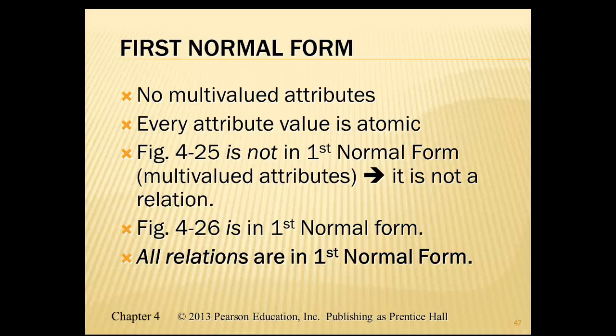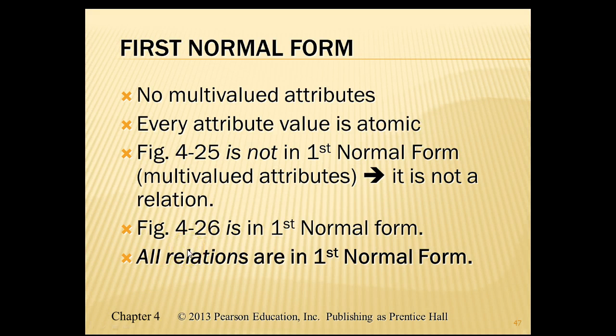So first normal form, first of all, means no multi-valued attributes, and we've talked about that and what we need to do to get rid of that. Every attribute value is atomic, which means that it contains one value. Take a look at figure 4-25 on page 180, and notice that this is not in first normal form because it has a number of rows that do not contain the primary key and order date and some other values that should be in those rows.